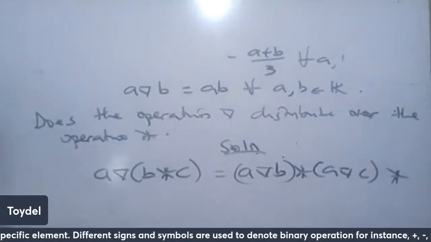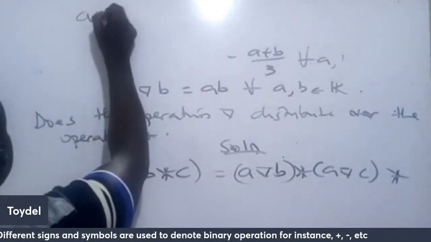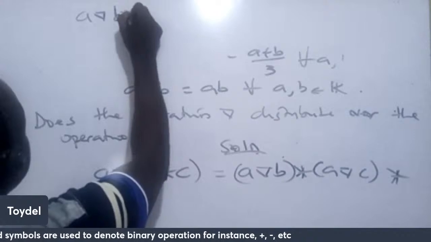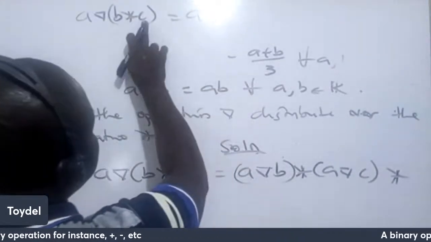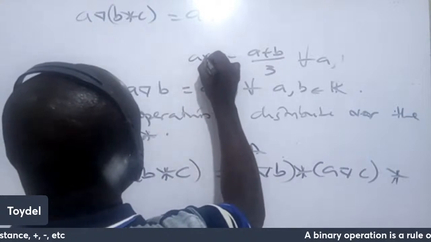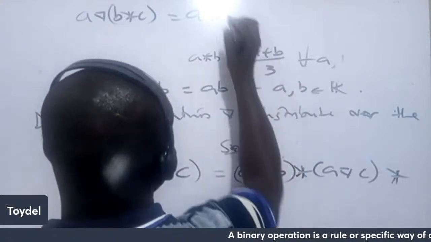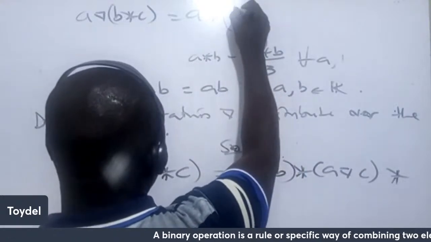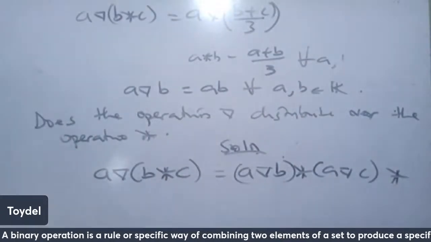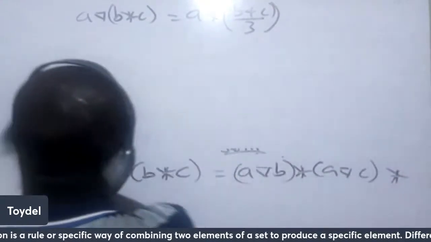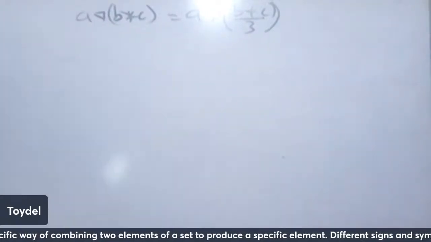What do we have there? We have A ▽ (B * C). So we are going to say A ▽ (what is B * C?). You know, when we have A * B, it is equal to (A + B) divided by 3. So here we are going to have (B + C) divided by 3. From what we are given, that's what we are going to get.